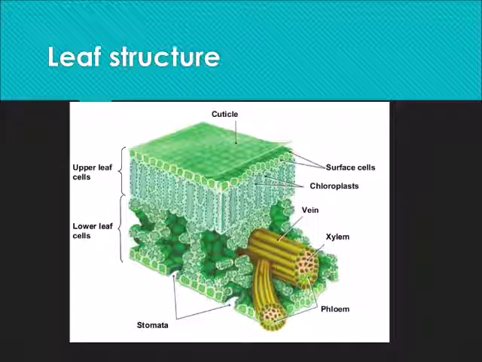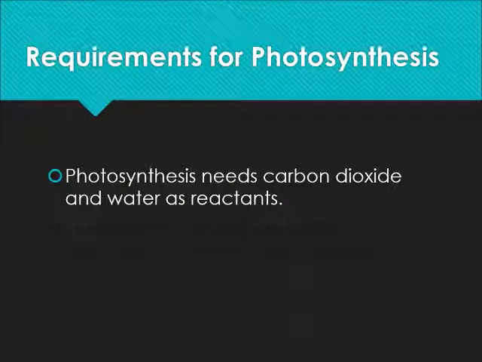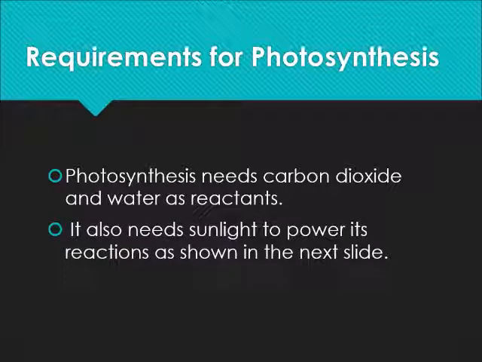So that's basically what a leaf looks like. And these, as I said, these stomata, or little holes in the leaf, are an important part of how the gases get into the leaf itself. What does photosynthesis need? Well, it needs carbon dioxide and water to be able to proceed, and it also needs sunlight to power it, because it's the sunlight shining on the leaf that allows the photosynthesis to take place.